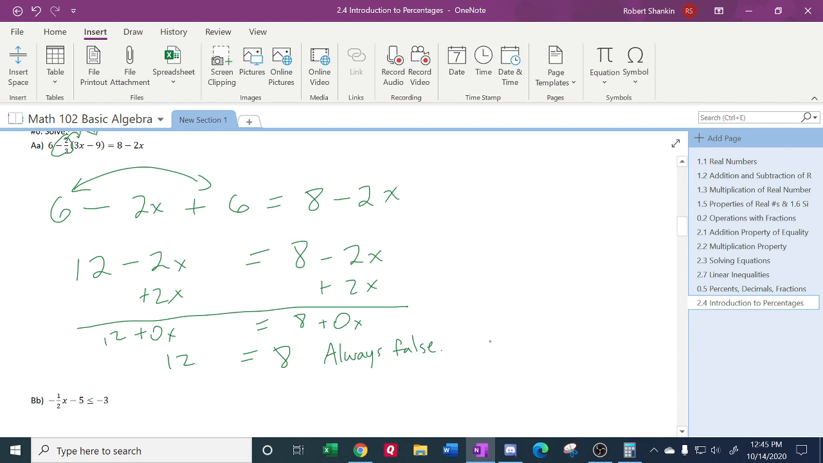Always false. When you get an always false statement, you have no solution. If it was an always true statement, then everything is a solution. All real numbers is a solution.